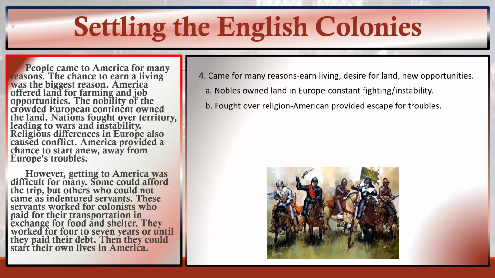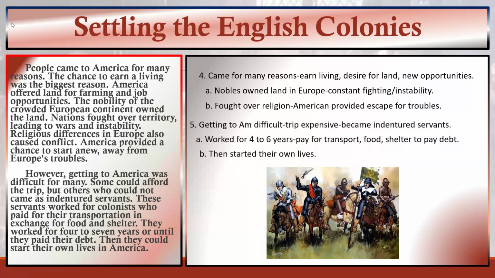Okay, so getting to America difficult, could not afford trip, became indentured servants, worked for people for transportation. Received food and shelter for 4 to 7 years, paid debt, started their own lives. I should have something along those lines. Let's see how I did this.